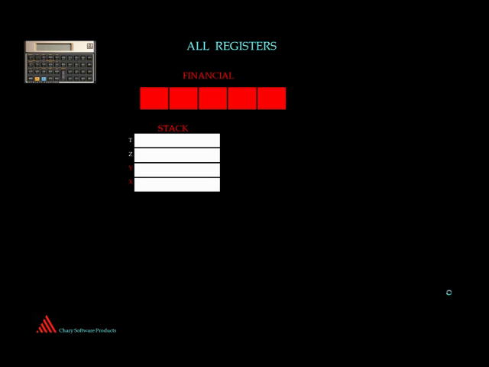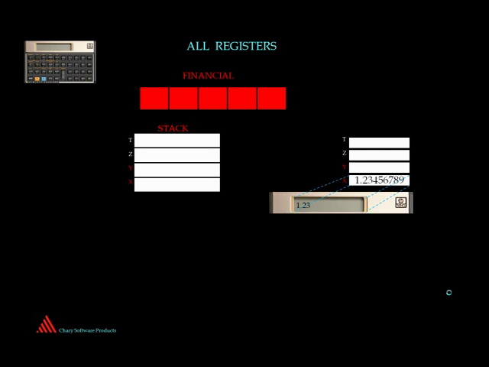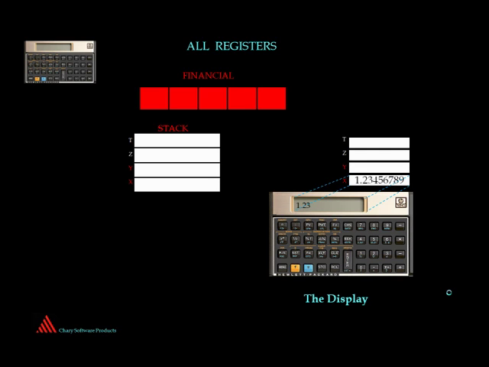Now the stack registers are the workhorse or the engine. It's the place where everything happens. It's particularly between the X and Y register. The X and Y register is where everything happens in the HP-12C, except for the financial registers. Here's a little graphic that'll let you see what the stack registers are.